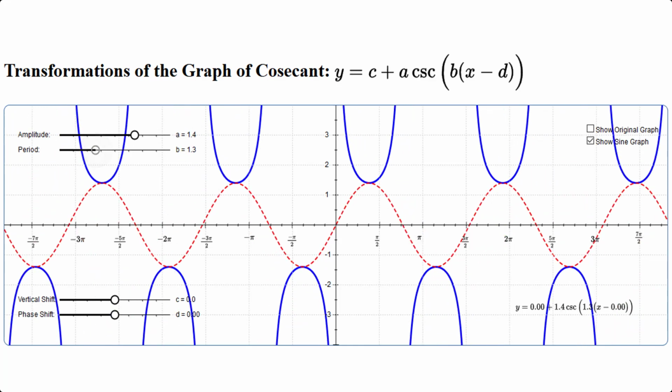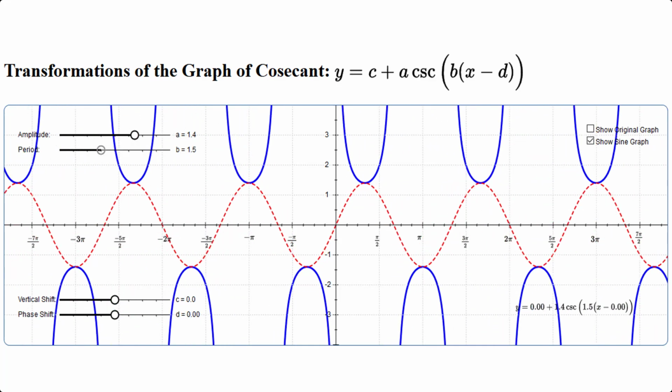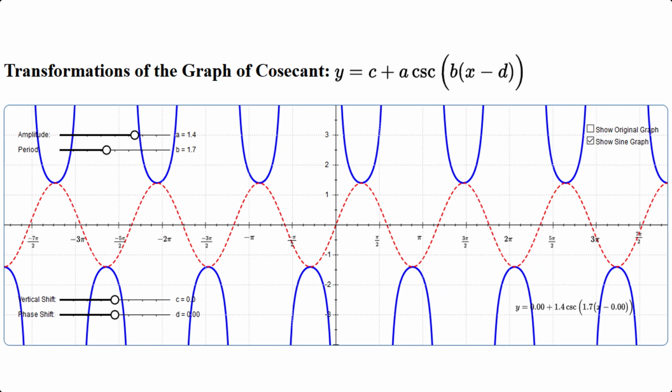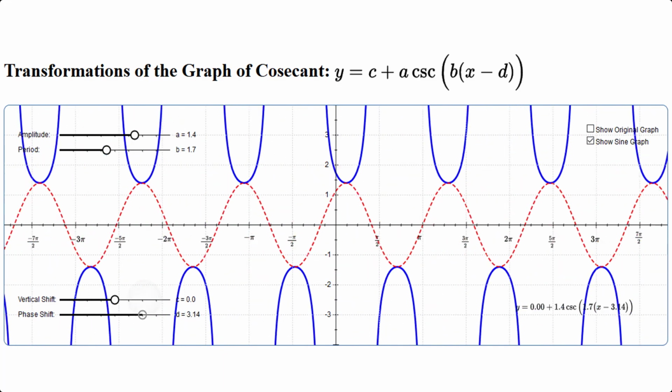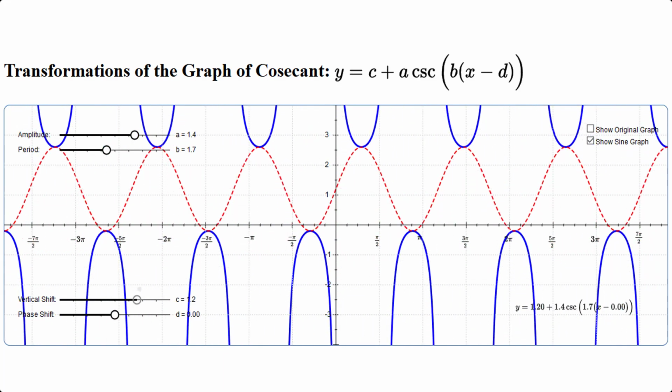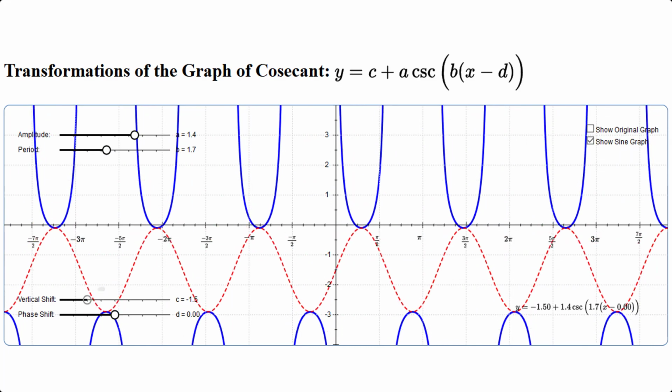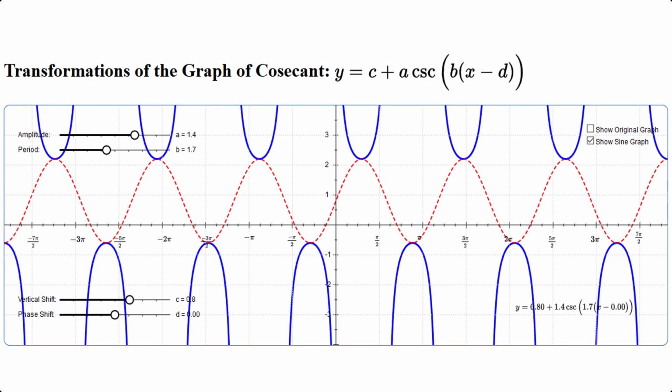If I apply a change in period, there is a similar change with cosecant. If I apply a phase shift or even a vertical shift, the same relationship occurs. So no matter what translations you have, you can always just draw the graph of sine first and then fill in the gaps as to what the cosecant would look like.